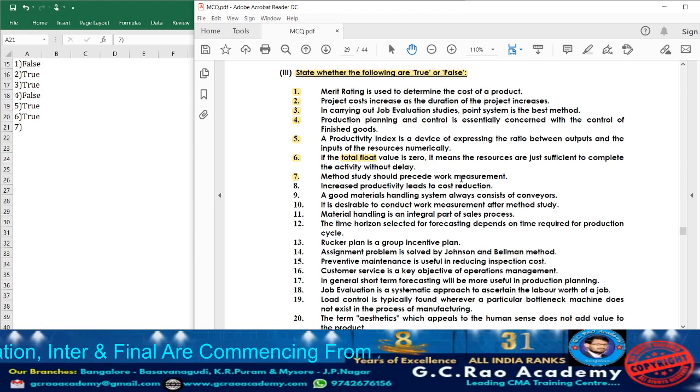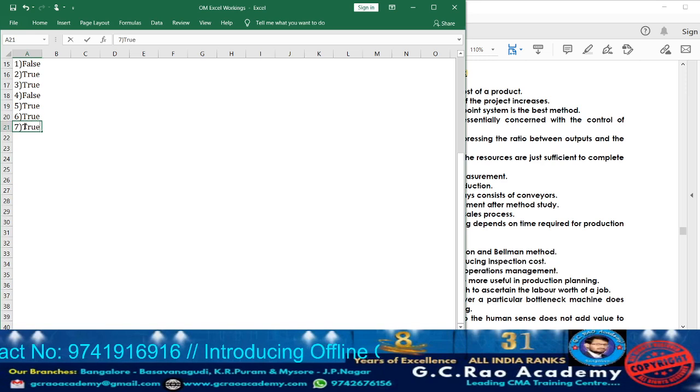What is method study? We can say it is a process of subjecting work to systematic critical scrutiny to make it more effective or more efficient. It means studying all the methods used in a particular organization to complete the job. Usually, after completion of the method study, they perform work measurement. So they say method study should precede, meaning first the method study has to be performed, then work measurement. So accordingly, statement 7 is true.